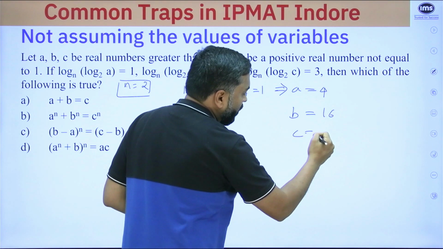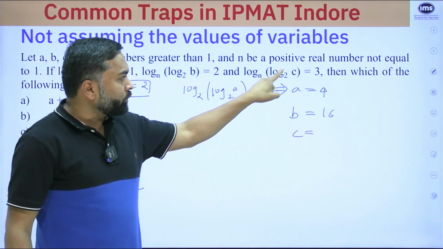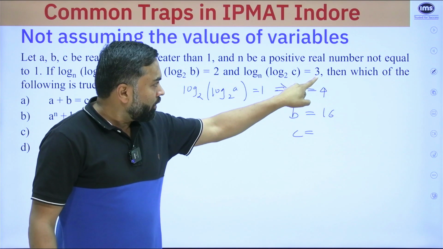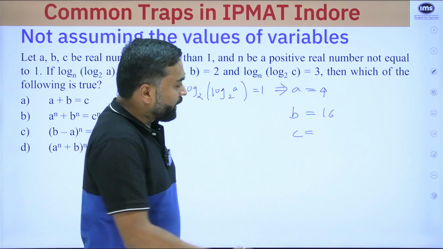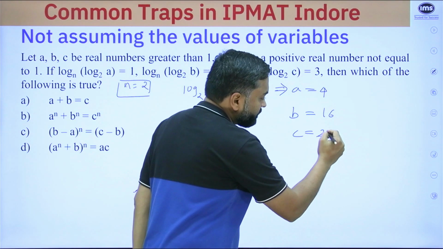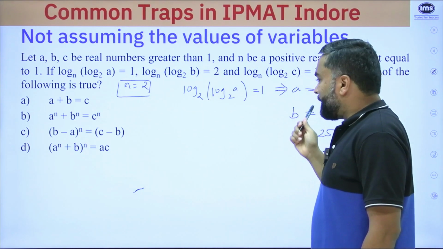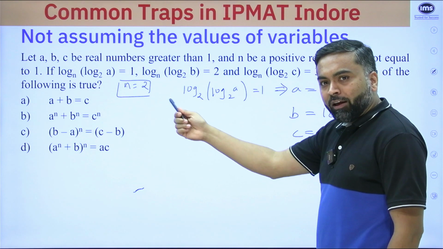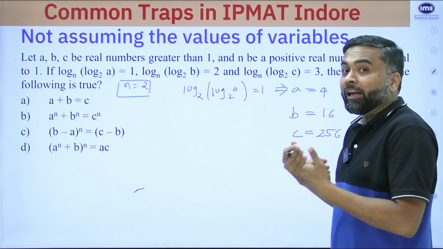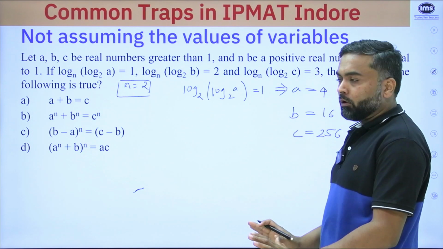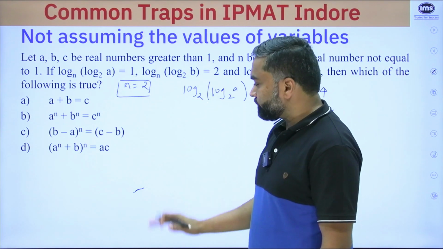And similarly for c, what will it be? 2 raised to 3 is 8 and 2 raised to 8 is 256. So now you have the values of n, a, b and c. By assuming one value of n, I got the values of a, b and c derived. It's not a random value. It is satisfying all three equations.